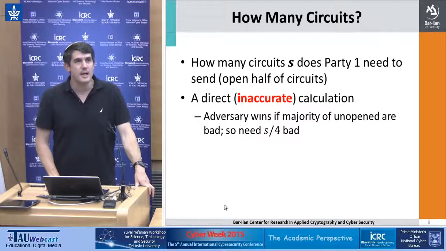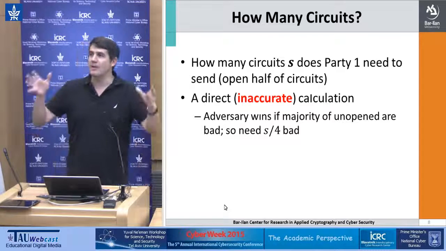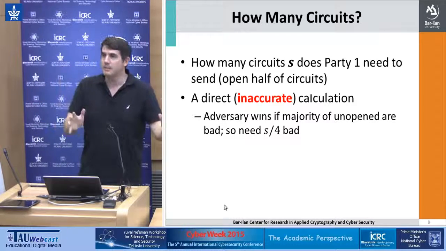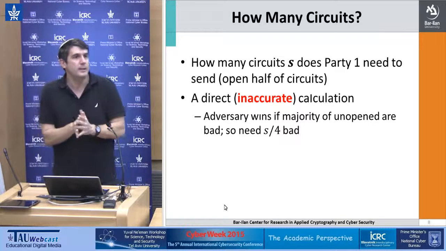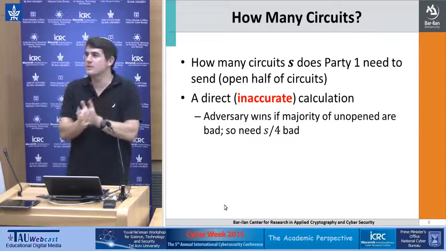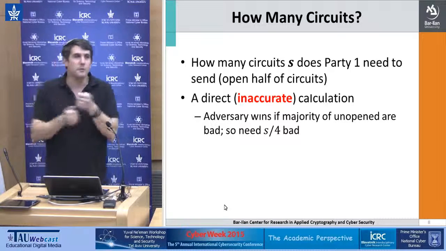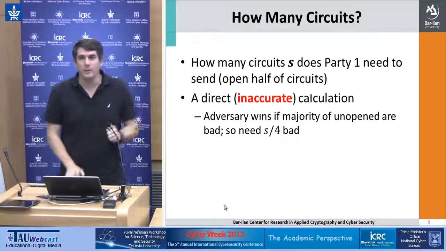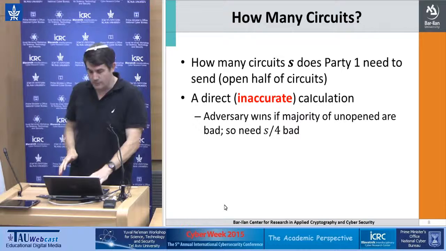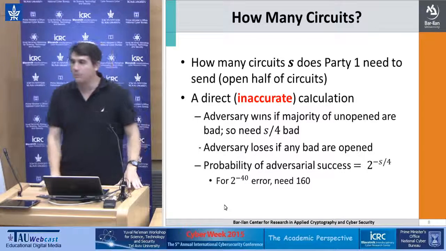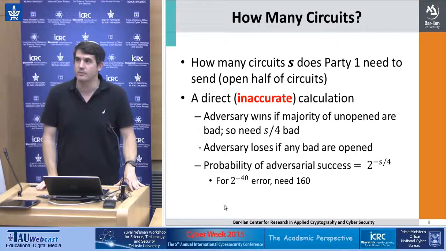And why did we do that? Because if you think about it, we have s circuits, we're opening half of them, and we need the majority remaining to be good. So the adversary will win if a quarter of the circuits are bad, but none of them are opened. If you were to open each circuit with probability 1 half, and you need a specific s over 4 not to be opened, then you have probability 2 to the minus s over 4, so you'd need 160 circuits to get 2 to the minus 40.